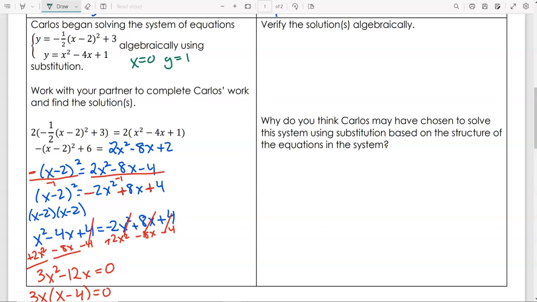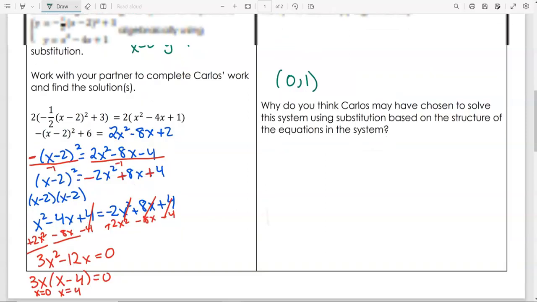Are we good? Do I need to show that? We're okay. 0 squared is 0. Minus 4 times 0 is 0. Plus 1, y equals 1. All right, so that's one of my points: 0, 1.